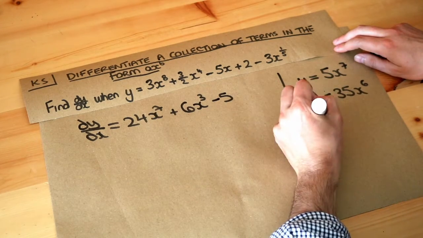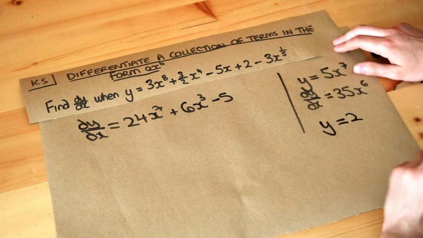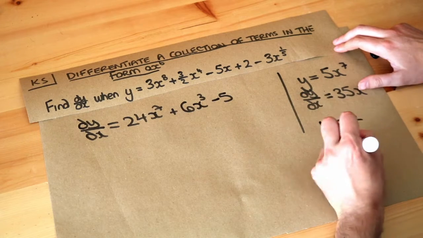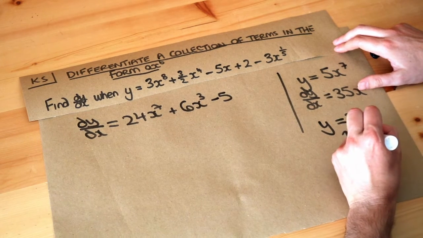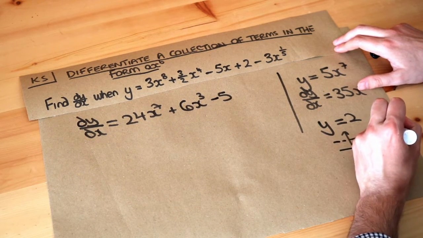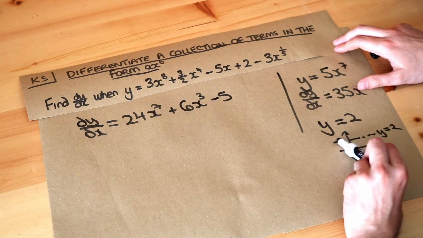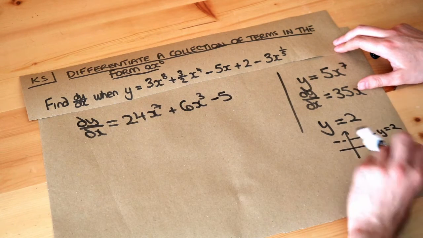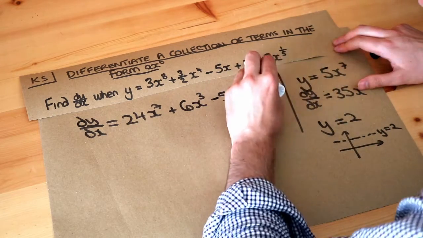The reason is if you were to write y equals 2, and you were to think about what that looks like, so as a sketch, you have this line here, that's y equals 2. Can you see that the gradient everywhere on that line is 0? So the gradient function of this is just 0, it just disappears.